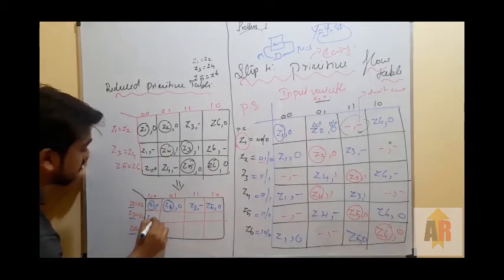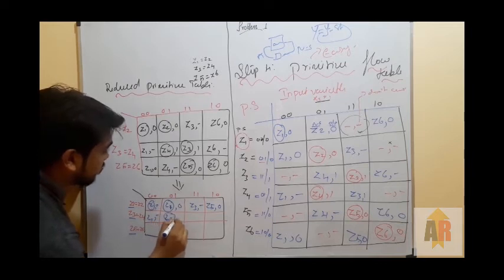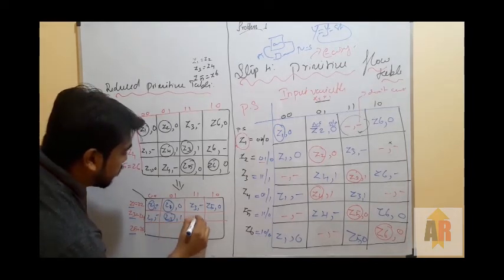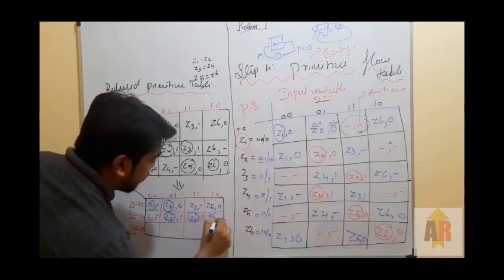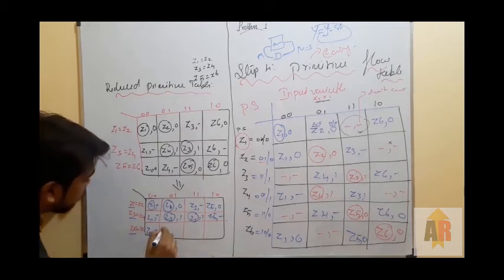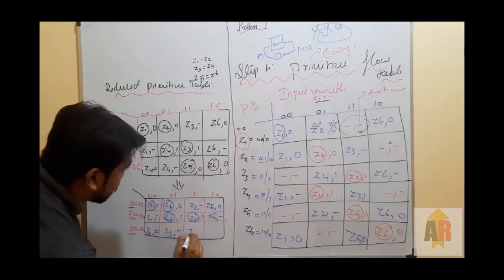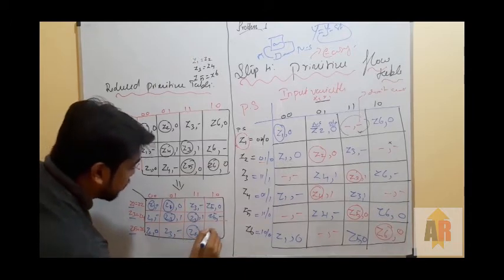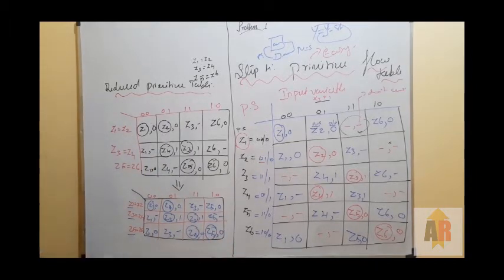So Z1 comma dash. Z4, Z3 circle comma 1. Z3 circle comma 1. Z6 is once again Z5. Z5 comma dash. Then Z1 is once again useful. Z4, Z3 is equal to Z3. Z5 is available. Z6 is not available. Instead of that, Z5 comma 0. So this is your finally reduced table, or whatever you call it.